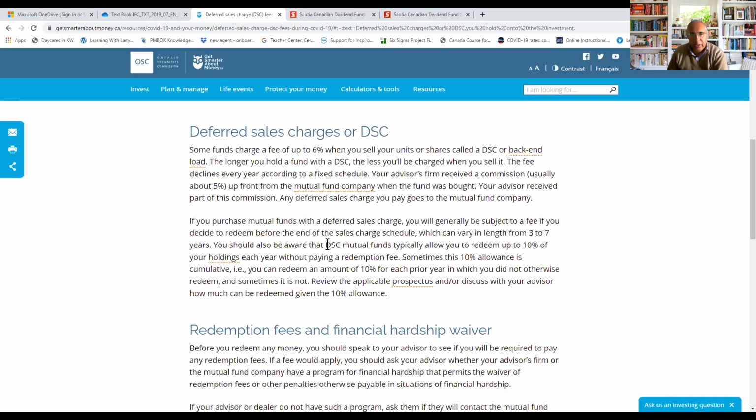And also, DSC mutual funds allow you to redeem up to 10% of your holdings each year without paying a redemption fee. So if you have $10,000, 10% of 10,000 is what? $1,000. So $1,000 you can take out without any fee. That is usually allowed. But if you want to take out more, then there would be a fee for that. They basically want you to keep your money in the account for the long term, over 7 years, and then they will let you take it out. So that's what we have here.